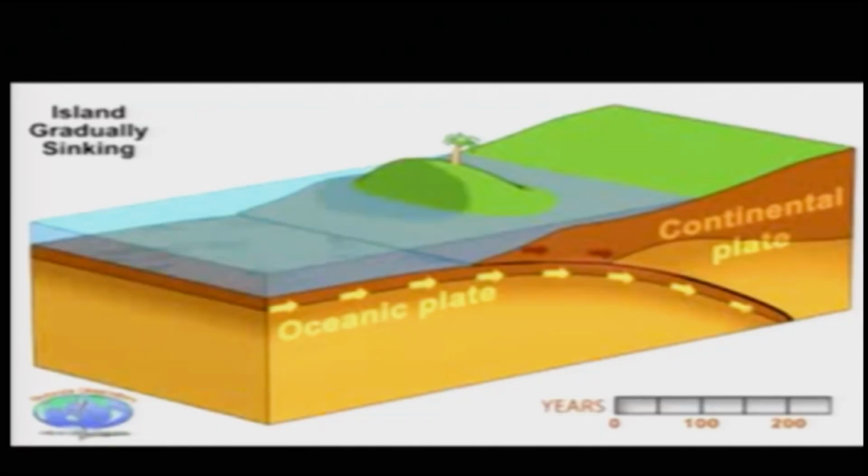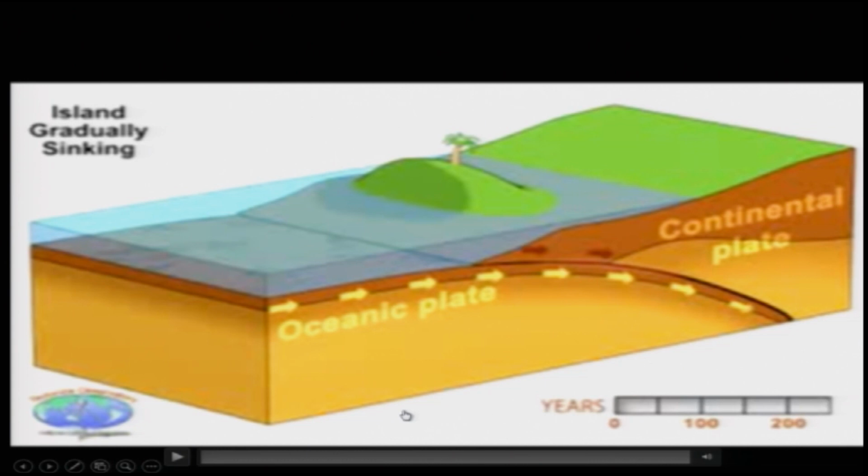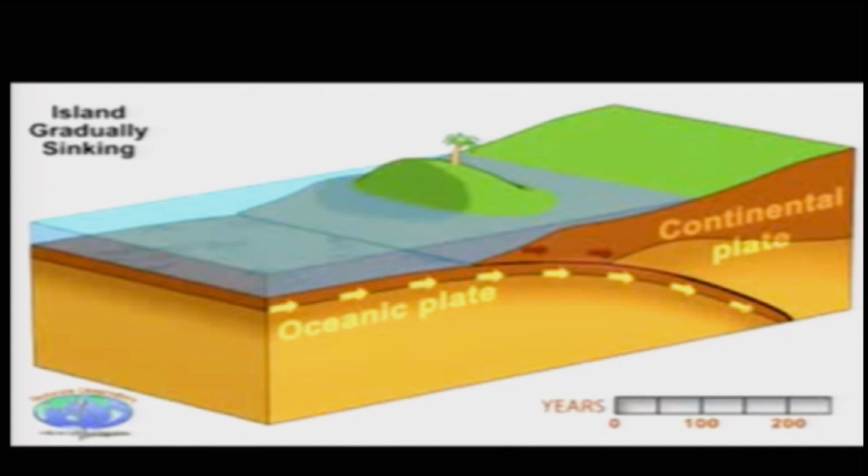I do not know whether it will work or not, but we will try. Now, if you look at this small movie, it shows how usually the two plates along the subduction zone behave, where the oceanic plate is subducting below the continental plate, or the oceanic plate is subducting below another oceanic plate. Then what will happen?